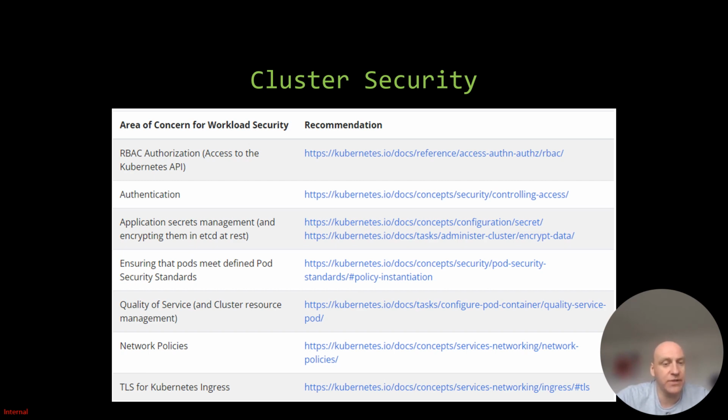How do we do quality of service and cluster resource management? Obviously, when we think about deploying specific pods, we can also configure resource limits on the pods. For example, to prevent attacks such as crypto mining, we can limit the resources on the pods, and how these resources are shared between the pods. We can also establish network policies, so cross-pod communication.